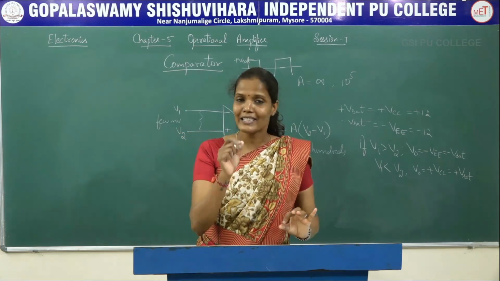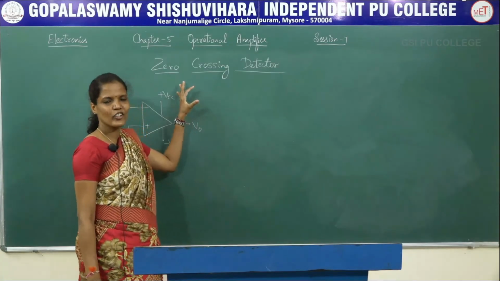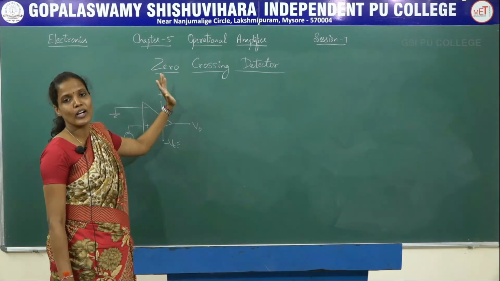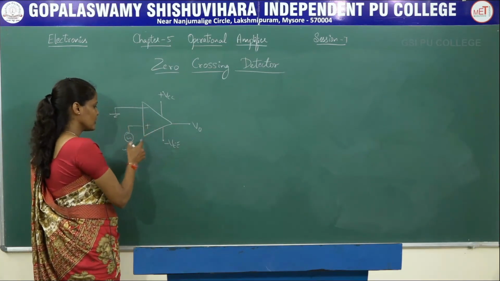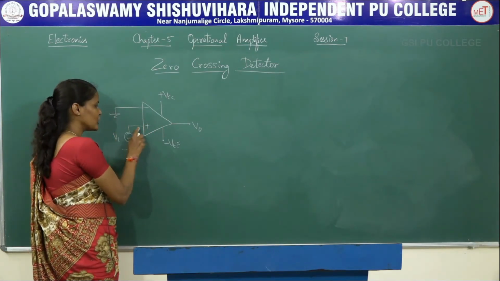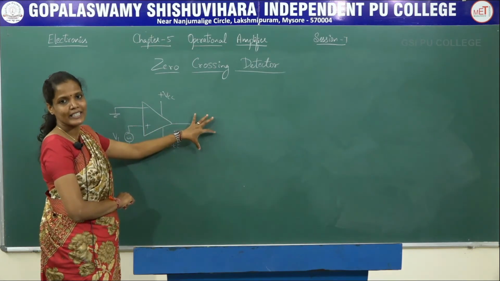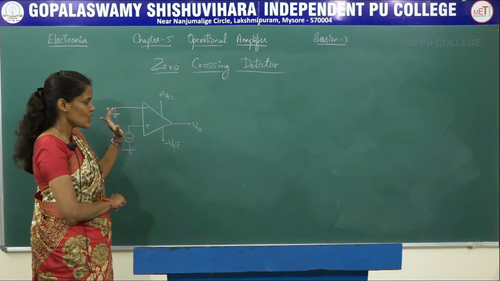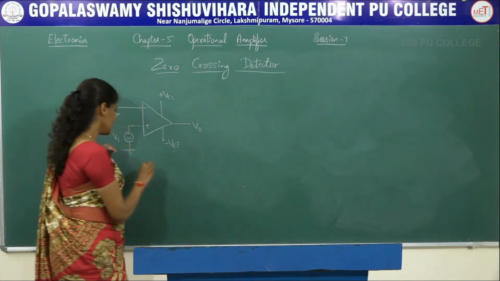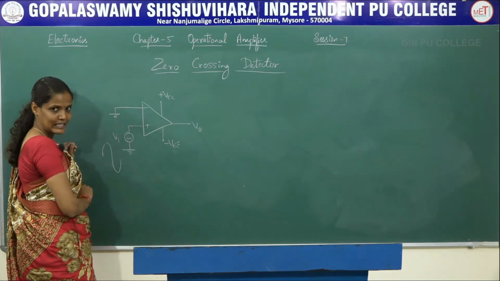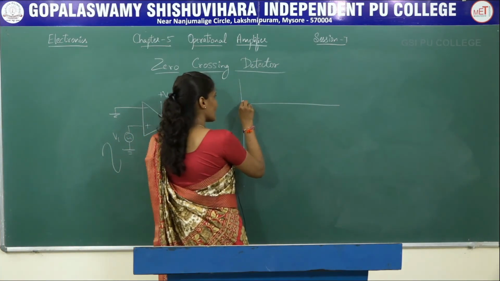Now let's move on to the last topic of this chapter, that is the zero crossing detector. This zero crossing detector is one of the applications of a comparator circuit. In the zero crossing detector circuit, the input signal will be applied to the non-inverting input terminal of the op-amp, and the output signal will entirely depend upon the input signal, whether it is crossing the zero line or not. If the input signal that I am going to apply is like this, the output of this signal will be a square waveform.